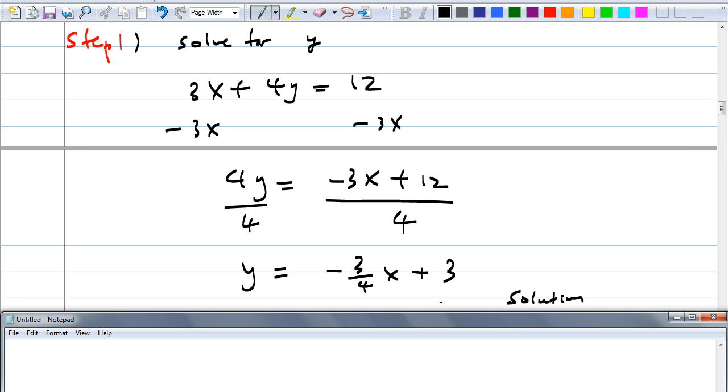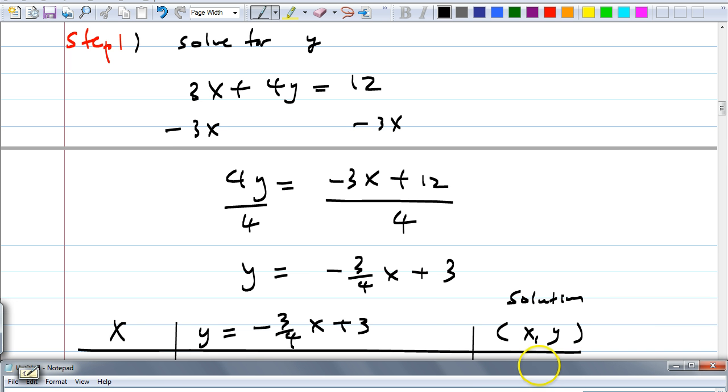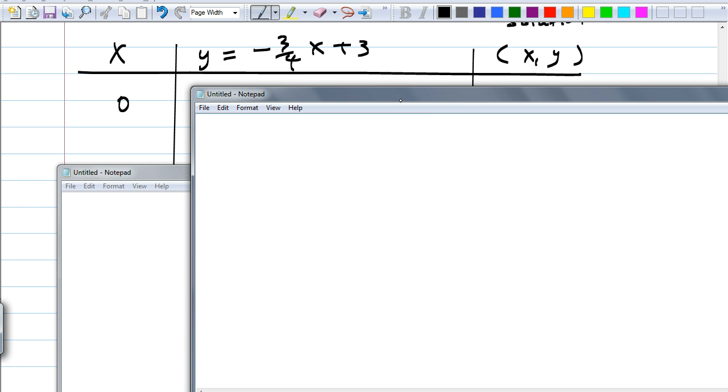After this, step 2 is to make a table. Go ahead and make a table. Now everybody think about what is the easiest number to plug in for x, our first one. Everybody should know that one. Did you all choose 0? Good. What do we get?